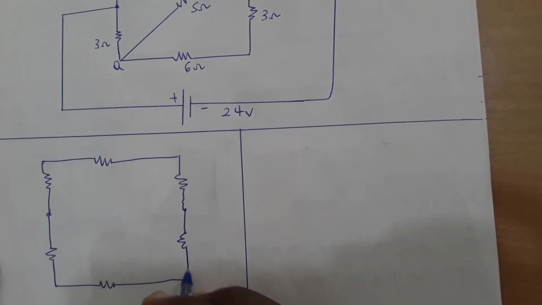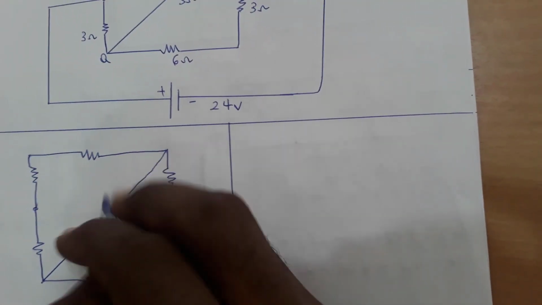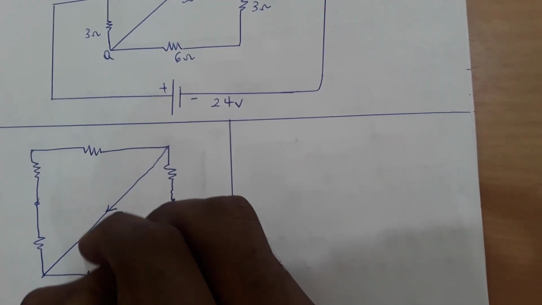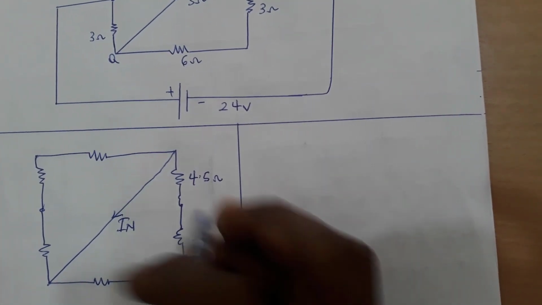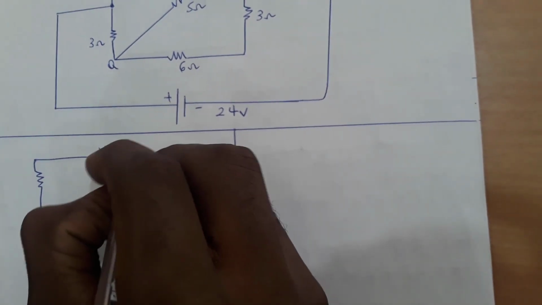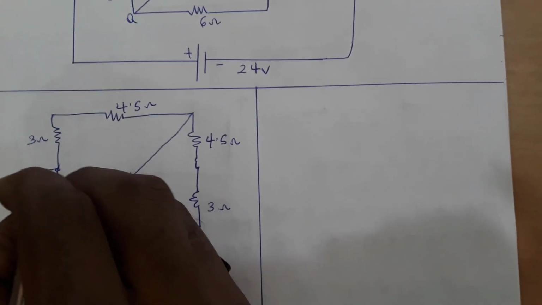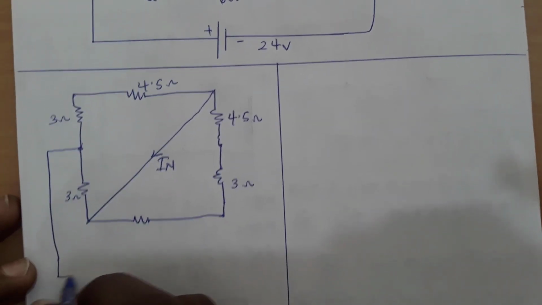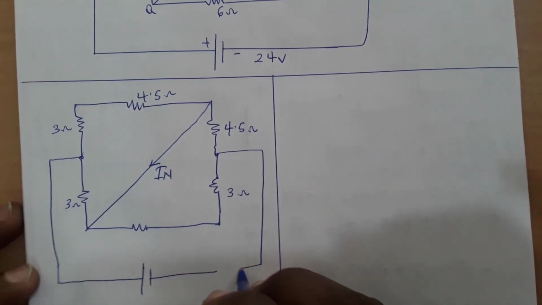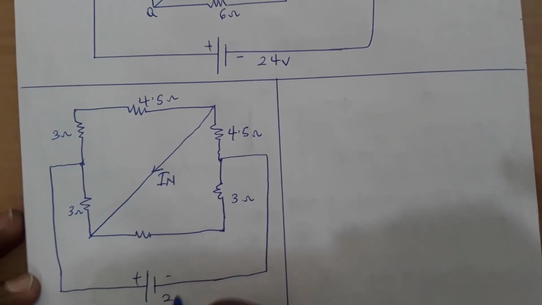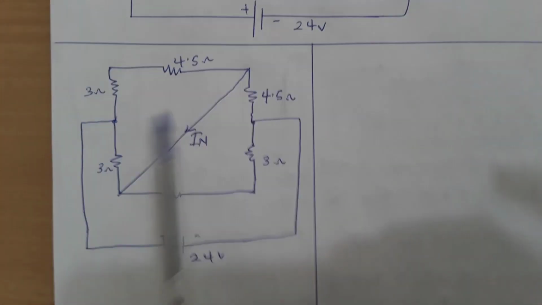Here is our 6, and this will be our short circuit current, say In. Here is a 4.5 ohm, here is a 3 ohm, 4.5 ohm, 3, and here will be our source, 24 volts. So how do we find In?